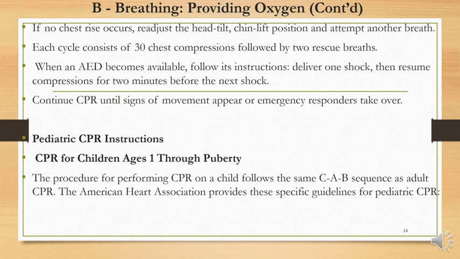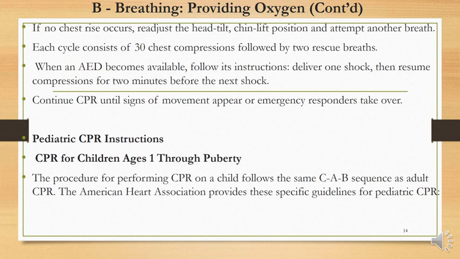B stands for breathing, providing oxygen. If no chest rise occurs, readjust the head tilt chin lift position and attempt another breath. Each cycle consists of 30 chest compressions followed by 2 rescue breaths. When an AED becomes available, follow its instruction. Deliver 1 shock, then resume compressions for 2 minutes before the next shock. Continue CPR until signs of movement appear or emergency responders take over.